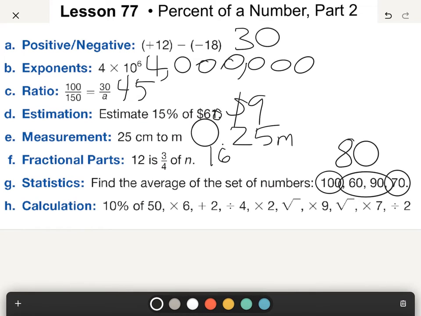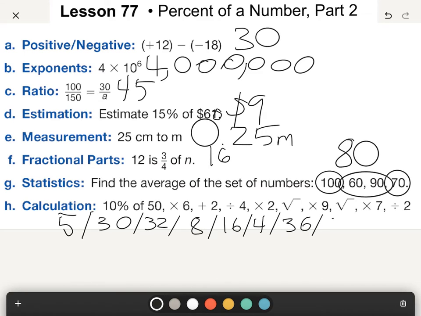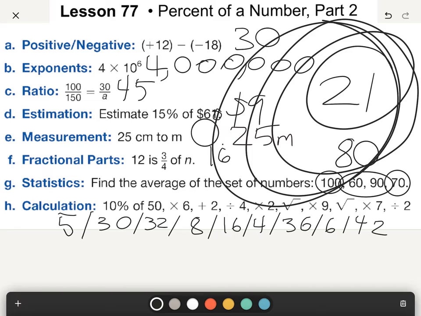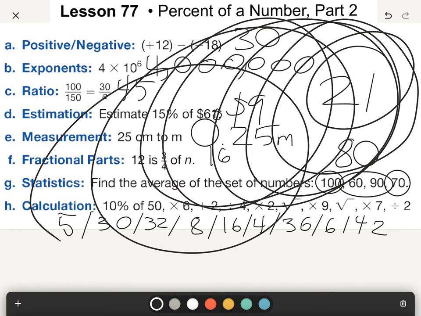10% of 50 is 5, times 6 is 30, plus 2 divided by 4, times 2 square root, times 9 square root, times 7 and divided by 2 would be 21.